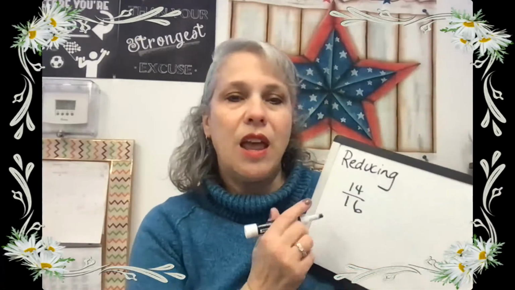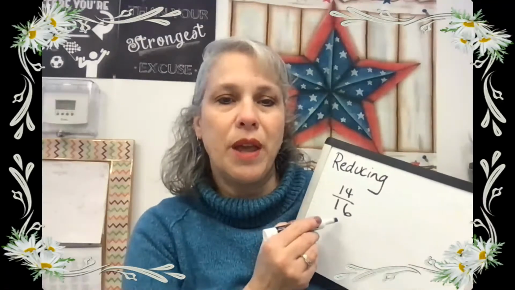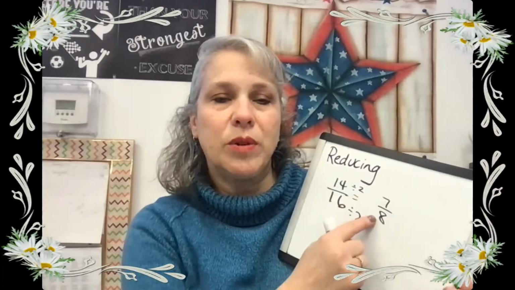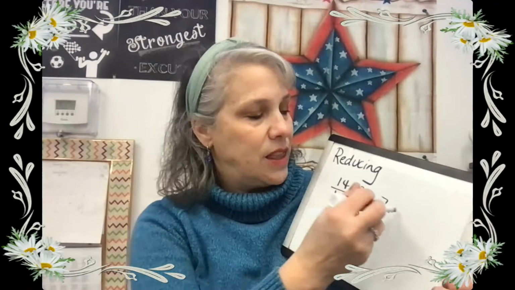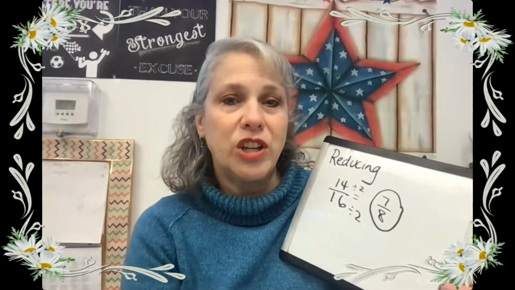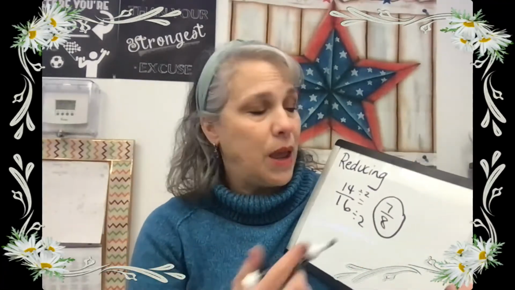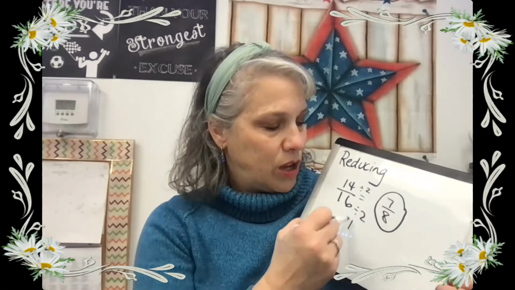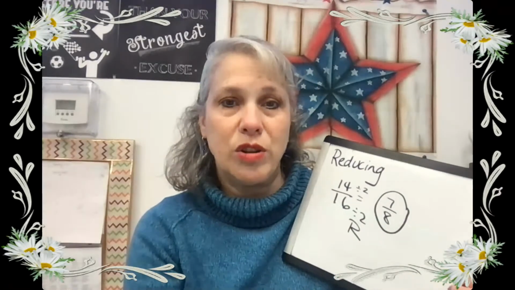Reducing fractions means, say I had 14/16. If there's a number that goes into the top and the bottom, I can reduce it by dividing by the same number. So 14 divided by 2 is 7. 16 divided by 2 is 8. And if there's no number that's divisible into both of these, then this is a reduced fraction. Sometimes when I'm correcting papers, I might say, you got the right fraction, but you need to reduce it. So I'll put an R and say reduce.